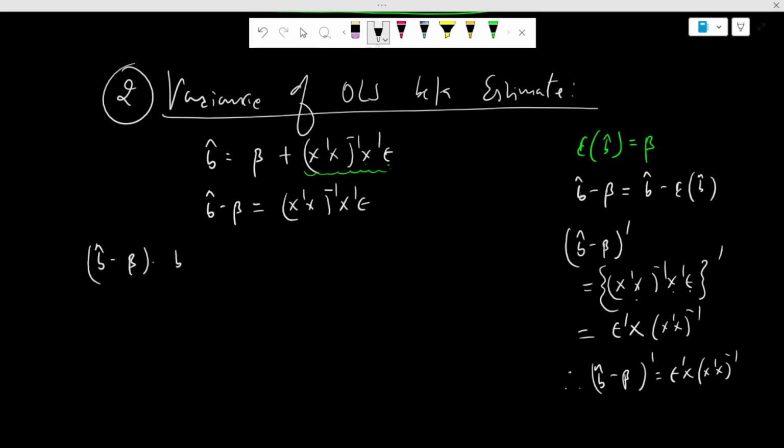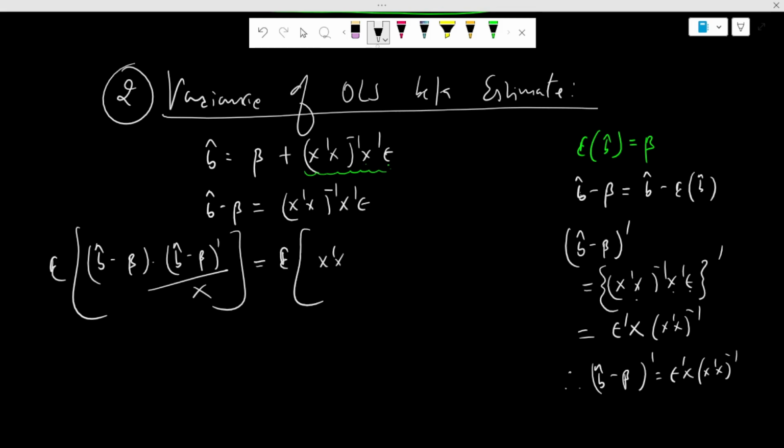This into beta cap minus beta and its transpose. If we take the expectation of it, conditioned on x, this should be equal to the expectation of, and let us write it, x transpose x inverse x transpose e. So we have substituted the value of this term. Now let us substitute the value of this term from here.